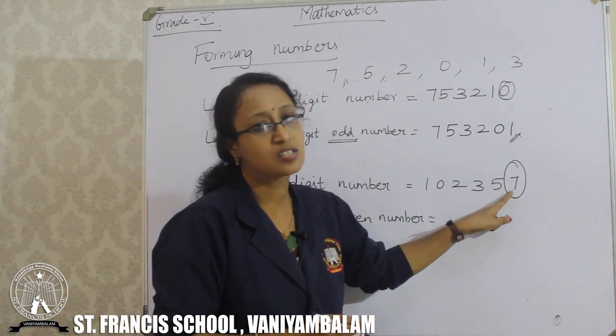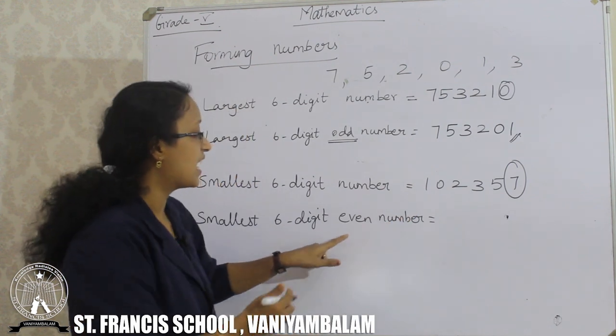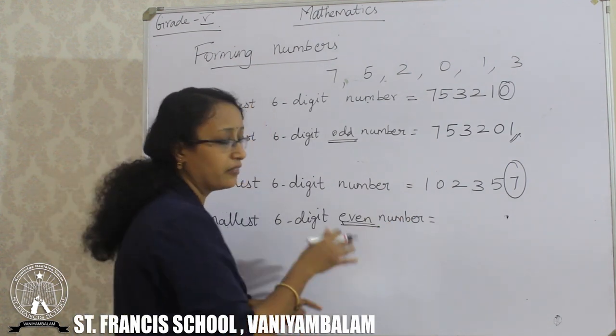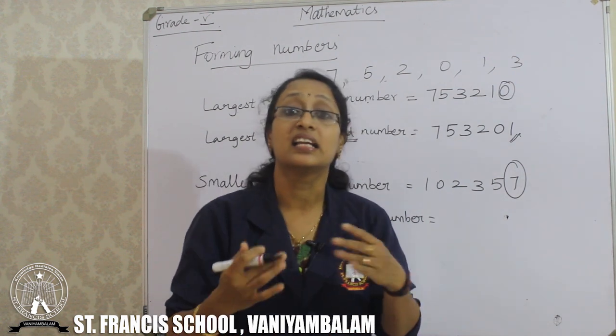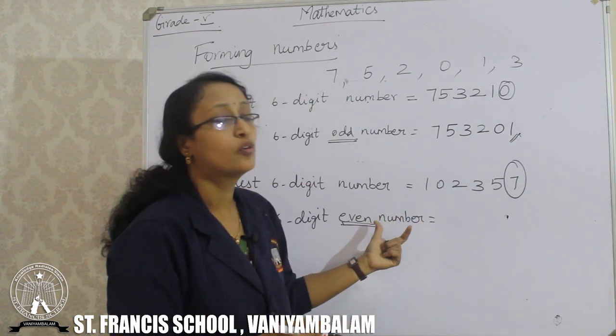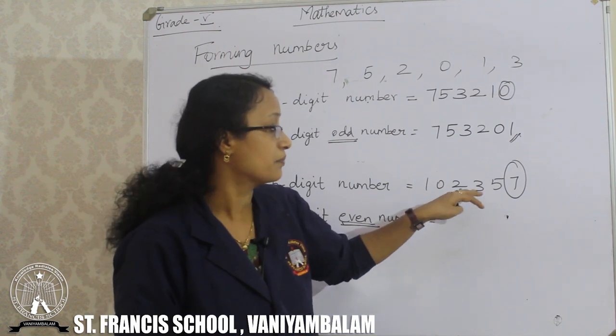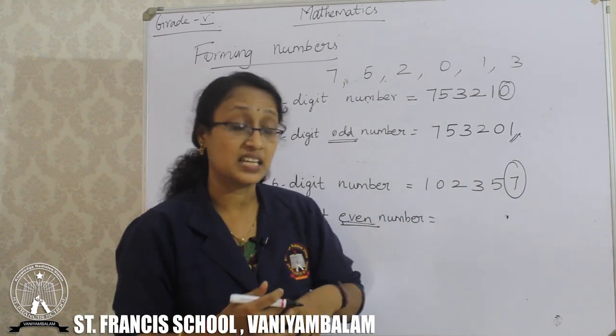So this is not an even number, but we need the answer as an even number. We need our smallest 6 digit number, but as an even number. So how will you write the given number as an even number?